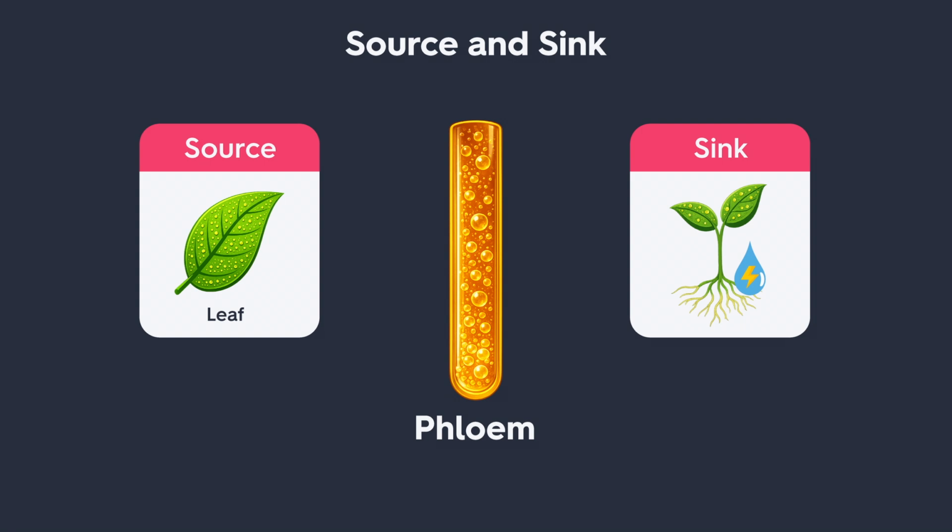To understand direction, think in terms of a source and a sink. A source is where sugar is made or released, like a leaf. A sink is where sugar is used or stored, like a growing bud, root, fruit, or tuber. Now let's break the process down step by step.